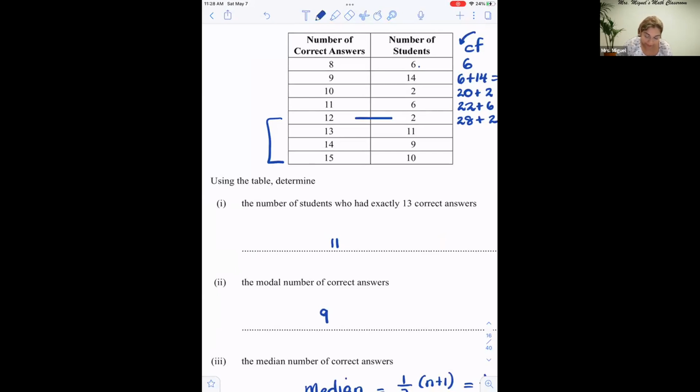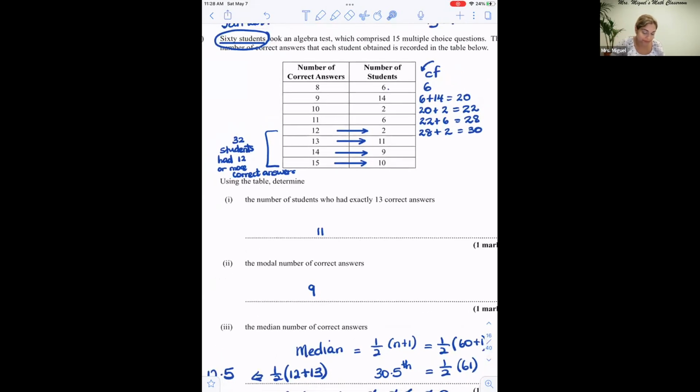So add these numbers for me: 2, 11, 9, and 10. Add those numbers and give me the total. 32. Right. So we have 32. So 32 students had 12 or more correct answers. And how many students are there in the distribution? How many students did we start off with in the distribution?